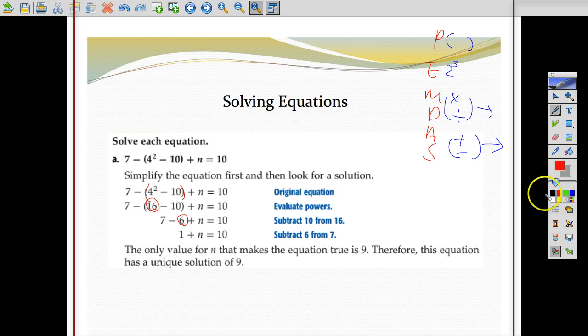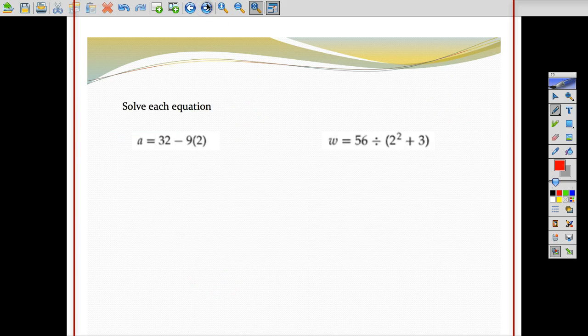One more step here: you would just subtract 1 on each side. And 1 minus 1 is 0. So you have n equals 10 minus 1, which is 9. That's what they're saying: the only way this can be true is if n is 9. Okay, so there's one answer there.